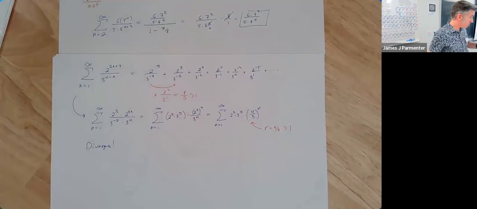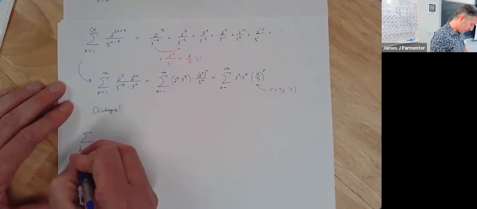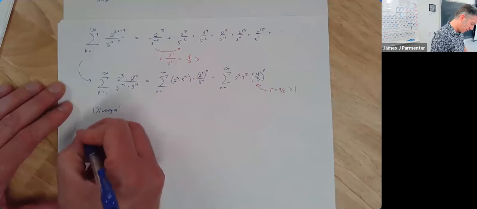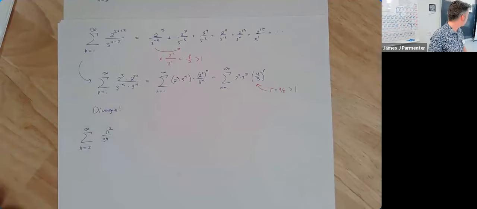Are both ways viable for any situation? Only for geometric series. This is only a valid method if your series is geometric. So let me give you an example of what I mean. Let's say we have the sum from n equals 2 to infinity, n squared over 3 to the n.